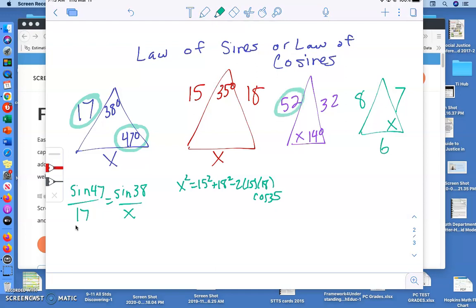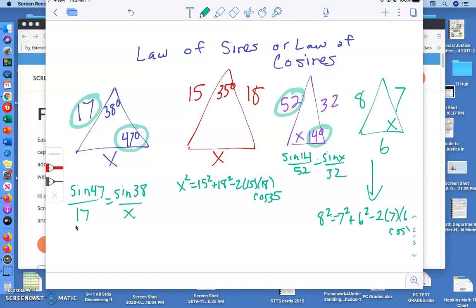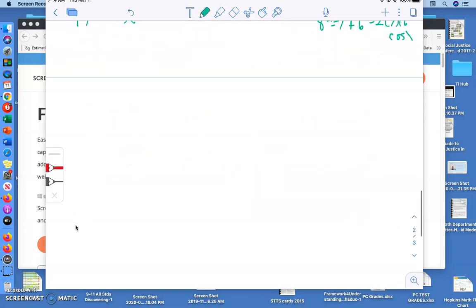But I look at this next one, I have that pair, so that's a law of sines. Sine of 14 over 52 equals sine of x over 32. And then this last one, I don't have a pair, so that is a law of cosines. So we'd have 8 squared equals 7 squared plus 6 squared minus 2 times 7 times 6 times the cosine of x. We're not going to solve those, but just to see, you have to have that pair to use law of sines.